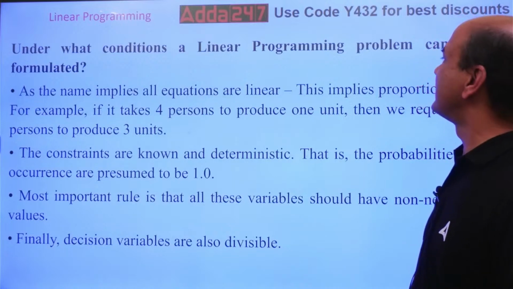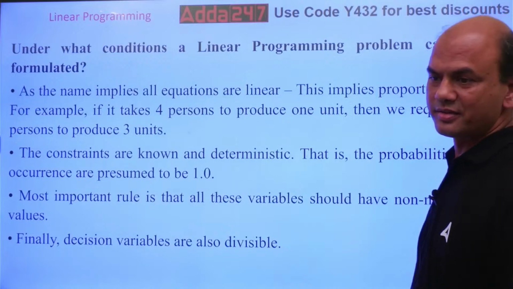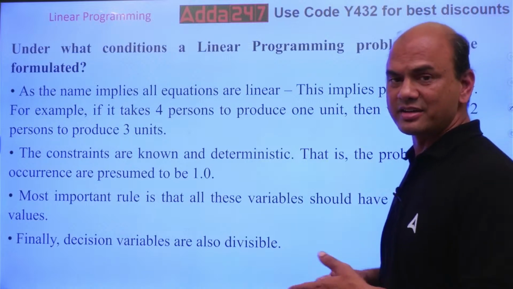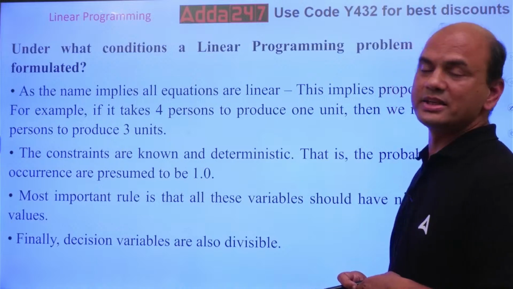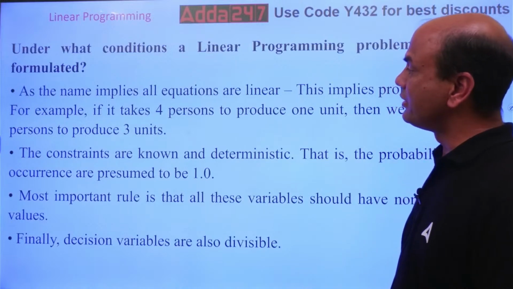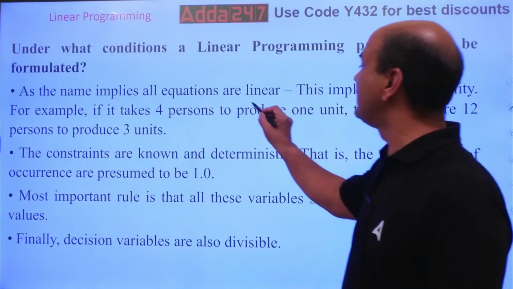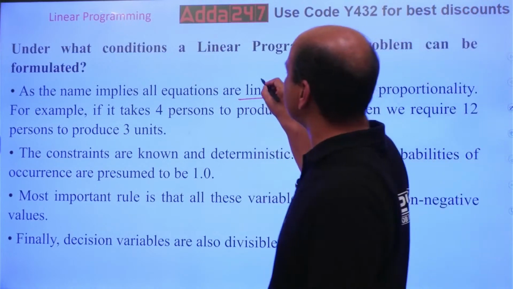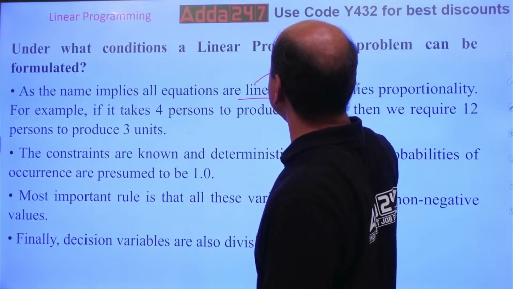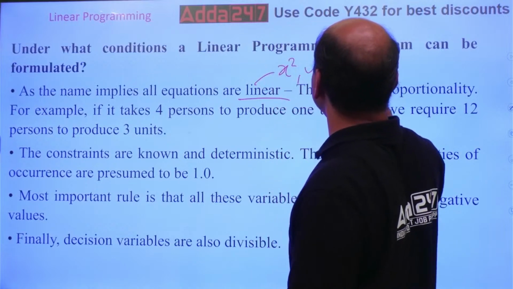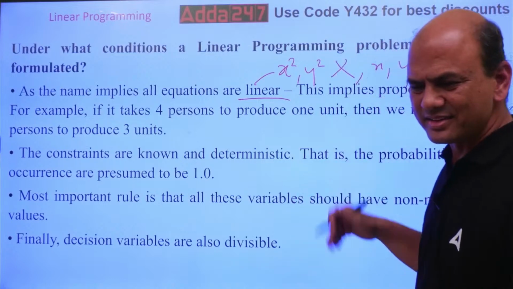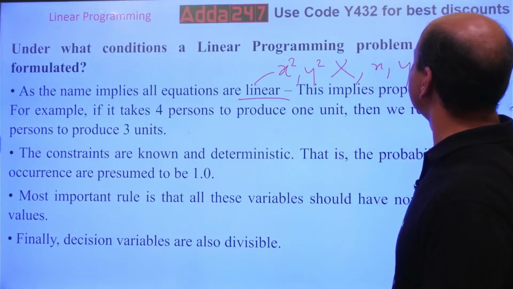Under what conditions can an LPP problem be formulated? Formulate means how can you write it? What are the important requirements? As the name implies, all the equations are linear. What do you mean by linear? You can't have x square over here. X square, y square, not allowed. It can be only X, Y, even Z. Z is also allowed, but everything is of degree 1.